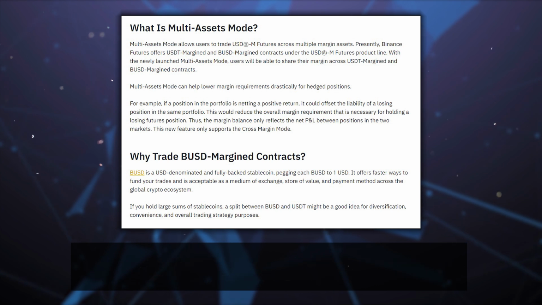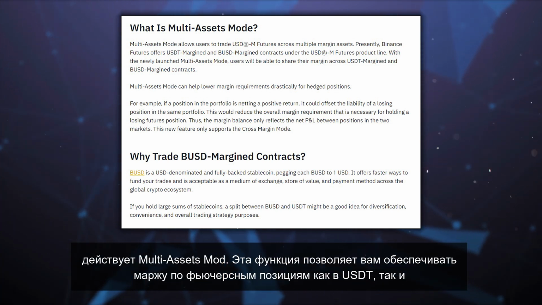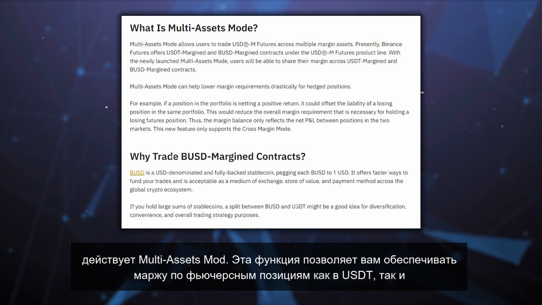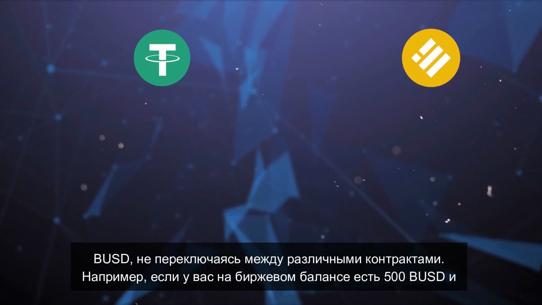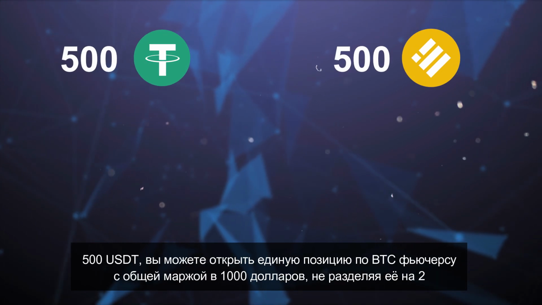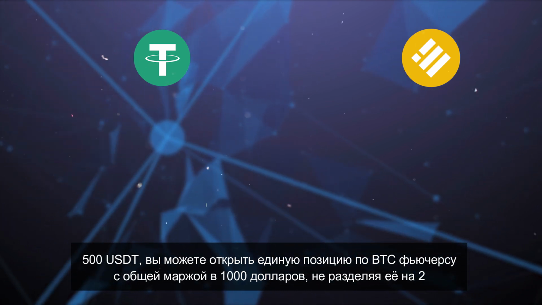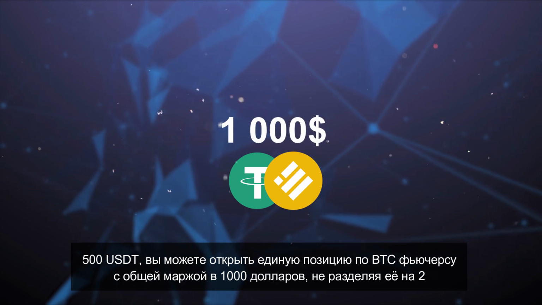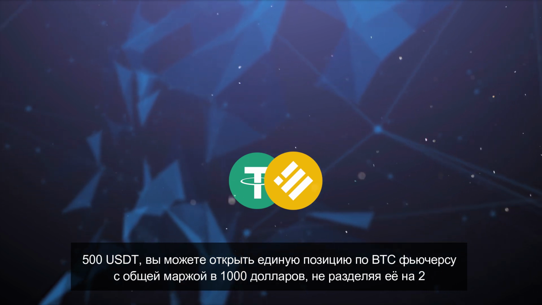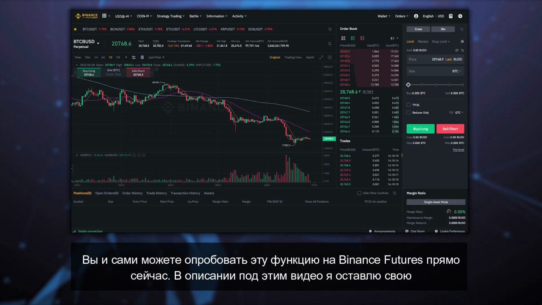Binance has recently introduced a multi-assets mode. This feature allows you to get margin on futures in both USDT and BUSD without switching between different contracts. For example, if you have 500 BUSD and 500 USDT on the exchange balance, you can open a single position on BTC futures with a total margin of $1,000 without the need to divide it into two separate positions with different collateral for stablecoins. You can try out this feature on Binance Futures right now.